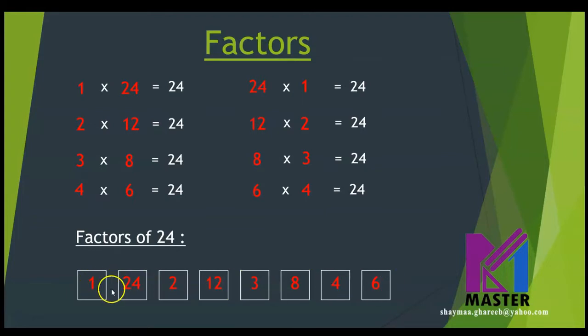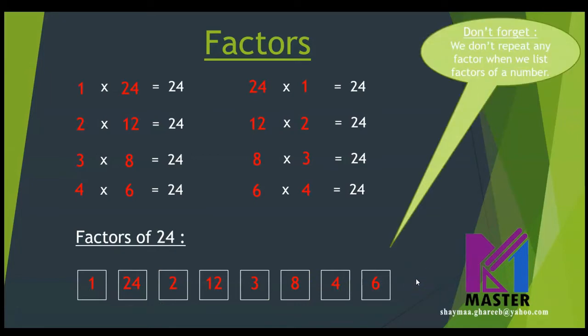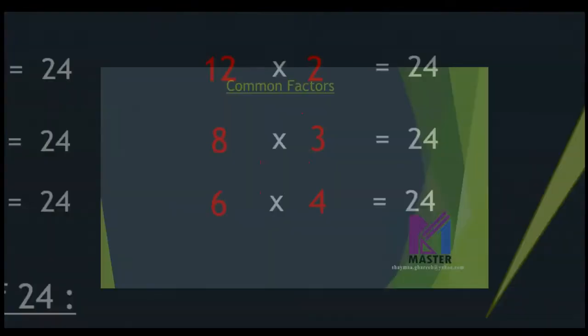arrange these numbers in order or you can leave it as it is because the order doesn't matter. So you can write them as 1, 2, 3, 4, then 6, 8, 12, 24, or you can leave them as they are. It's up to you. And as we said before, never repeat any factor when we list factors of a number.